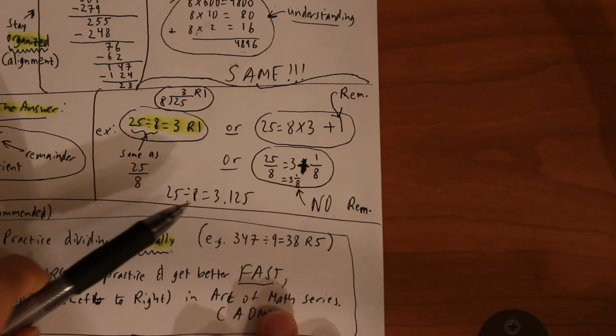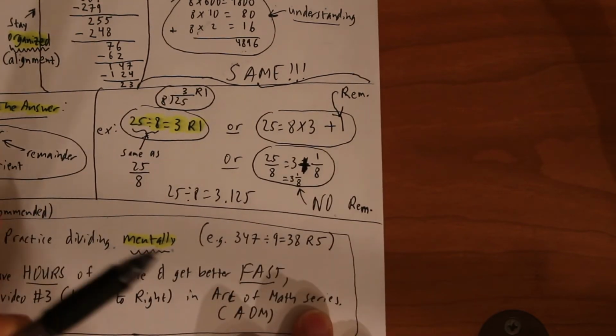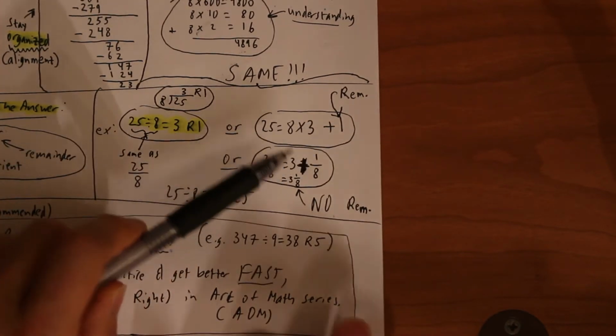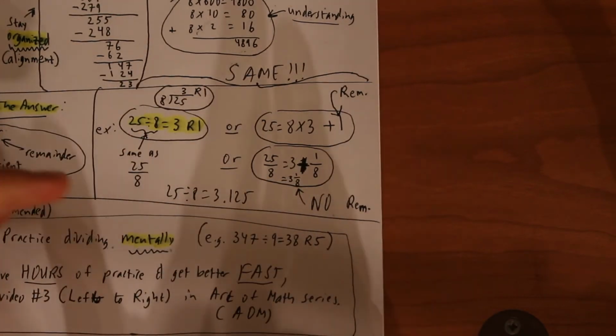Okay, so that's kind of all I want to tell you guys. So when you see all these forms, it just depends what you're going for. Do you want to think about it in terms of a whole number remainder, or do you want to work with precise fractions and no remainders? But the concept is the same.